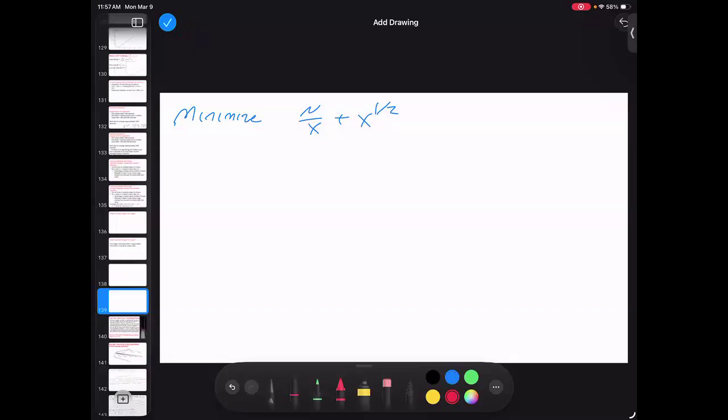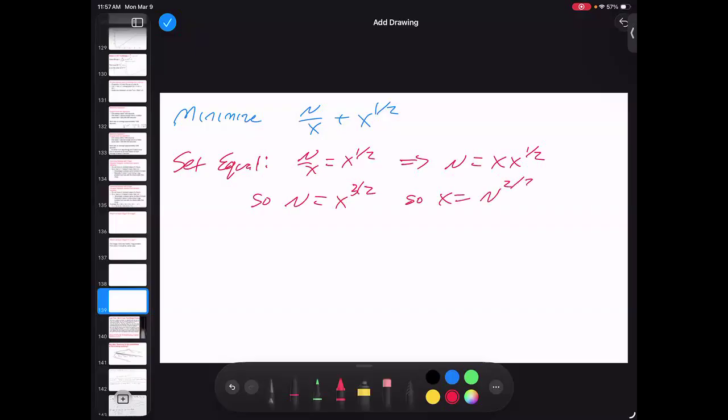So one possibility is set equal. So we could say n over x equals x to the 1/2, to make the two terms equal. And that's going to imply that n is x times x to the 1/2. So n is x to the 3/2. So x is n to the 2/3. I mean, it's true, I just don't like it. I'm just making sure I didn't do the algebra wrong and have egg on my face.